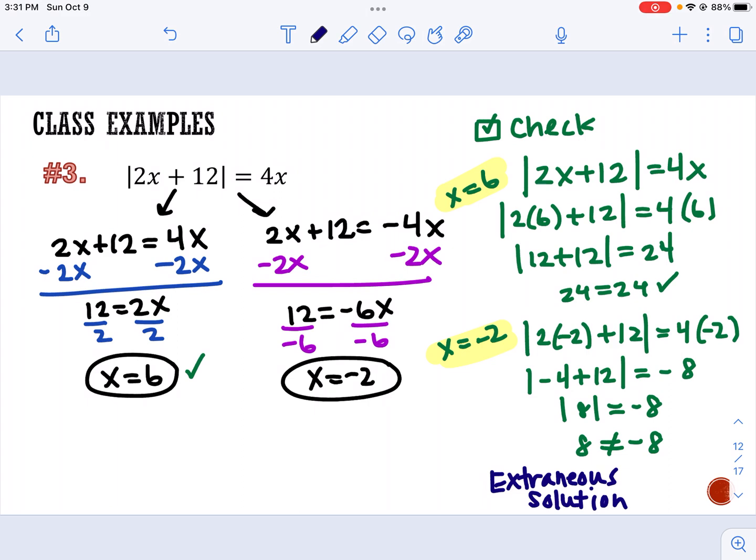So my final answer, I go back here. Unfortunately, this is not a solution. Okay, I don't want to put an X because that gets a little confusing. But my final answer is just going to be 6. And that's my final solution.